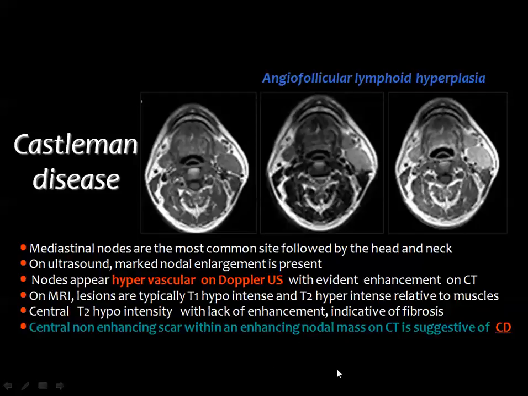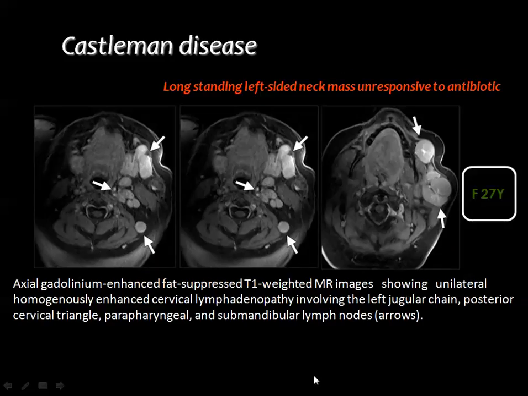And as I have mentioned, if the clinical picture is not helpful, then the only way to confirm the diagnosis is to go by ultrasound and have a fine needle aspiration cytology or even a core biopsy to confirm the diagnosis. And this is a case of Castleman disease, showing multiple variable sized, homogeneously enhanced lymph nodes around the submandibular salivary gland and also deep to the sternomastoid muscle.